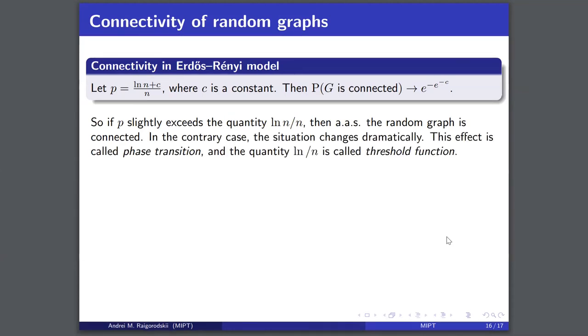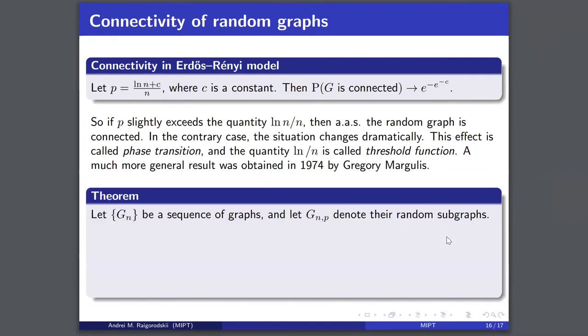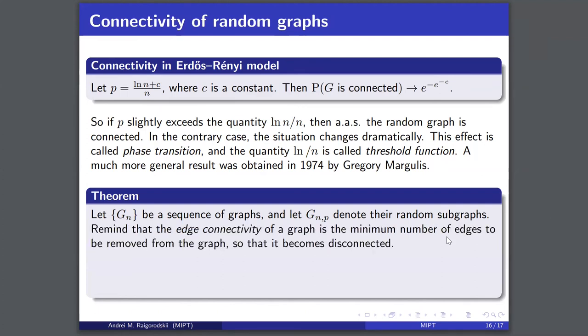I already told it to you with a lot of details. And one more result, much more general, not only for the Erdős–Rényi model, but for a very general class of models which were discussed today. Grigori Margulis in 1974 proved the following result. Let's consider an arbitrary sequence of graphs G sub n and denote by G sub n p the random subgraphs. An ordinary binomial model, in the general case.